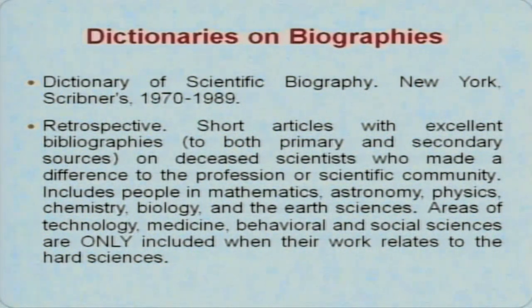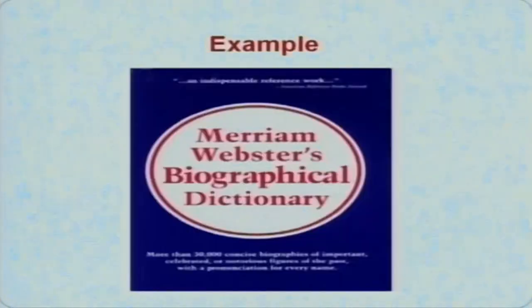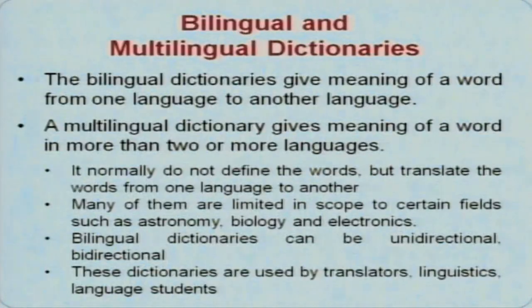This includes people in mathematics, astronomy, physics, chemistry, biology and the earth sciences. So you will get in a common place in a dictionary their details, areas of work, as well as their life sketch in brief. Areas of technology, medicine, and behavioral and social sciences are only included when their works related to the scientific areas are covered. Now this is one example, Merriam-Webster's Biographical Dictionary.